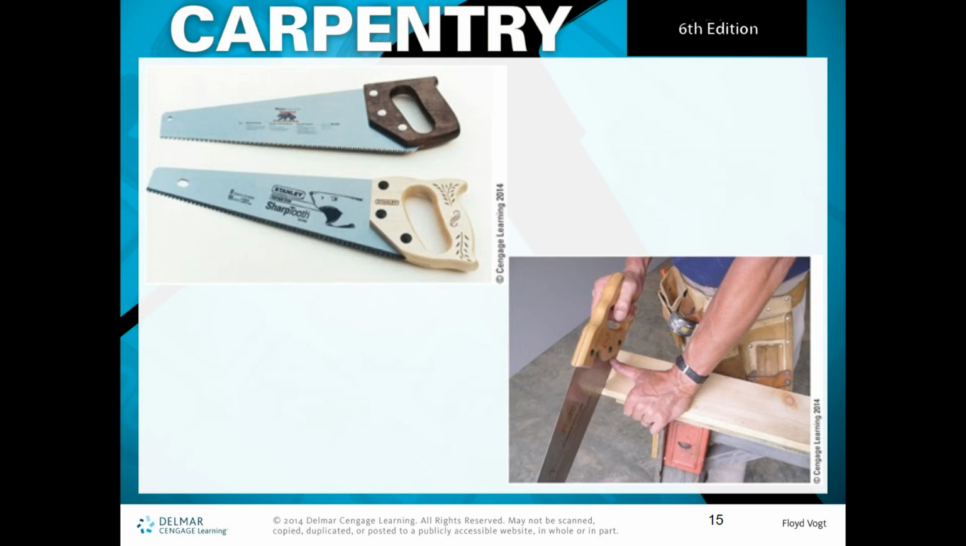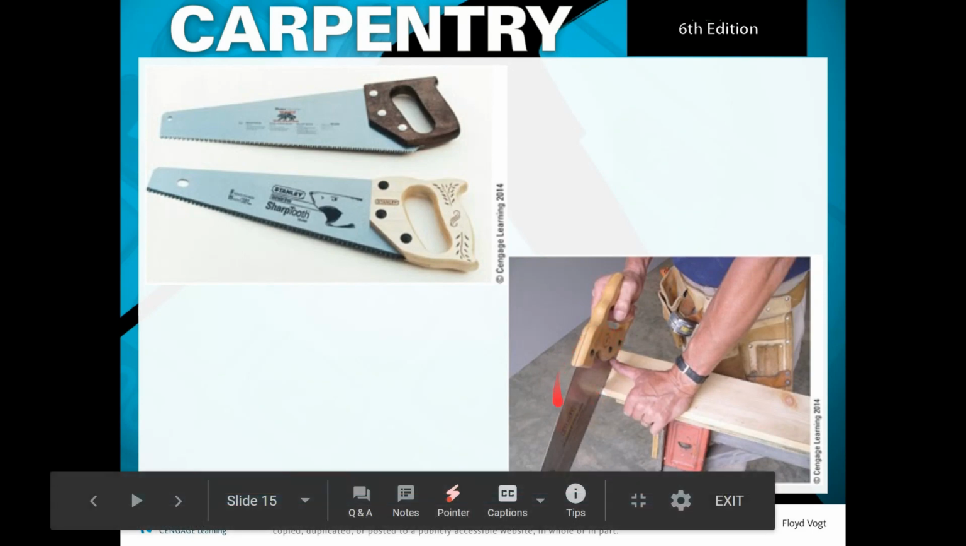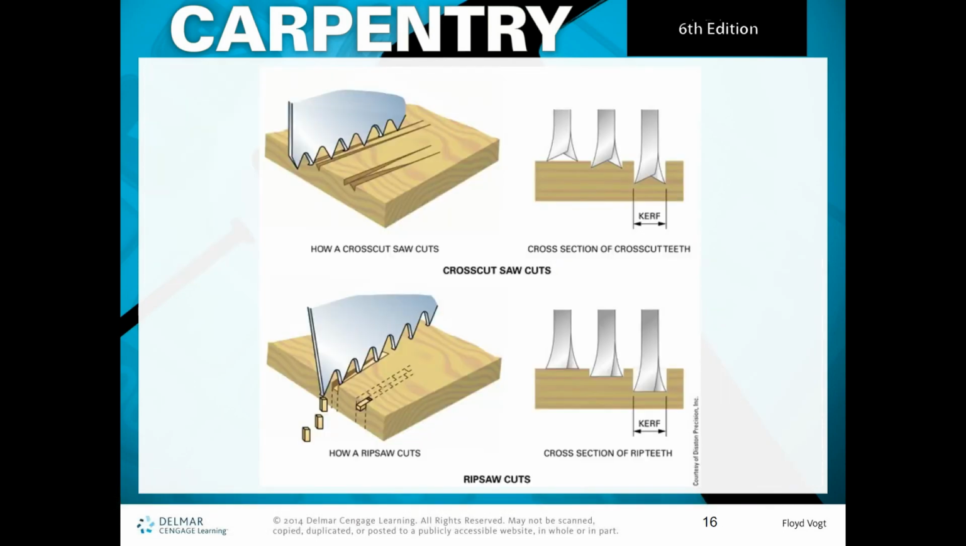And here's some examples of some hand saws. And you can see right here, this is a crosscut saw. He's cutting across. But let's take a look at what those teeth look like. So up top, you can see how a crosscut saw cuts. Exactly the way it sounds. The teeth are angled like this, and they cut cross. You can see as it goes down. And the gap left where the saw teeth cut is referred to as the kerf.